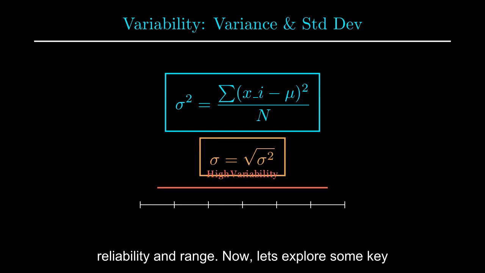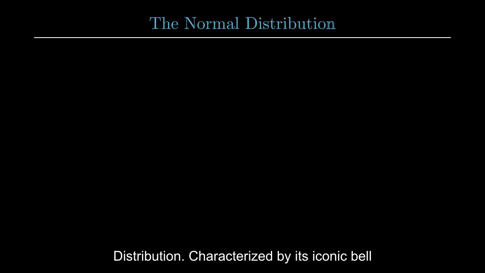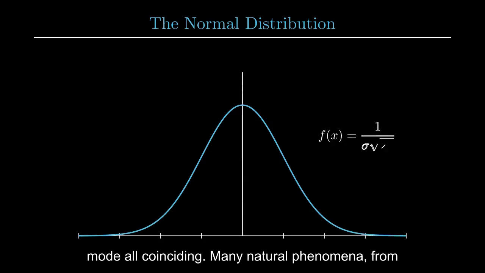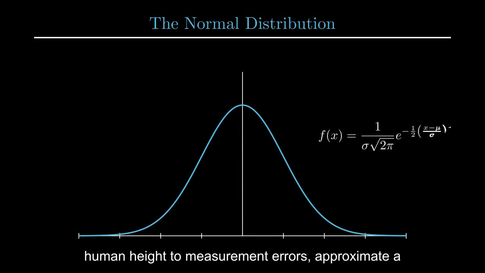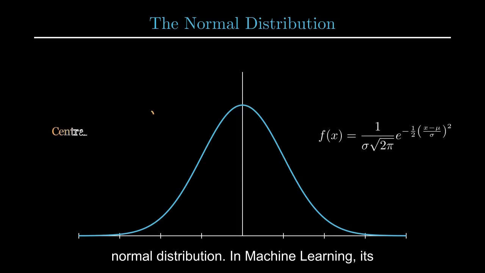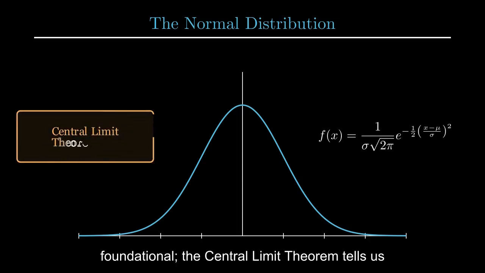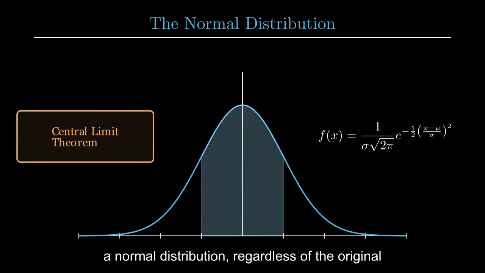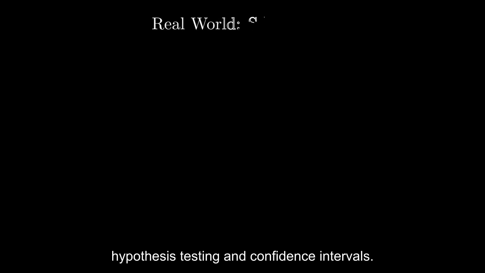Now, let's explore some key probability distributions, starting with arguably the most famous, the normal, or Gaussian, distribution. Characterized by its iconic bell shape, it's symmetrical, with its mean, median, and mode all coinciding. Many natural phenomena, from human height to measurement errors, approximate a normal distribution. In machine learning, it's foundational. The central limit theorem tells us that the distribution of sample means will approach a normal distribution, regardless of the original population distribution, a concept vital for hypothesis testing and confidence intervals.